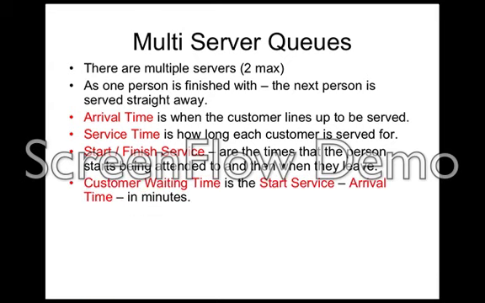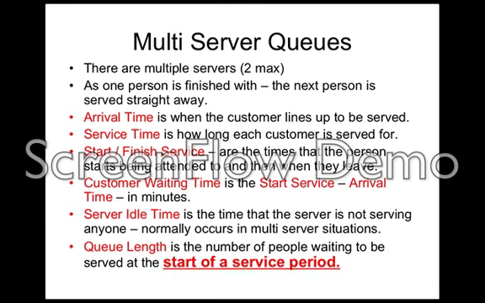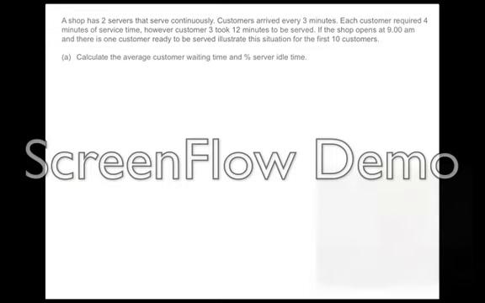Customer waiting time is the difference between the starting service time and the arrival time. The server idle time is the amount of time the server is doing nothing, and that's the difference between the finish service time and the next start service time. The queue length is the number of people waiting to be served at the start of a service period, okay, and that helps us work that out. So let's have a look at the question and see how it goes.